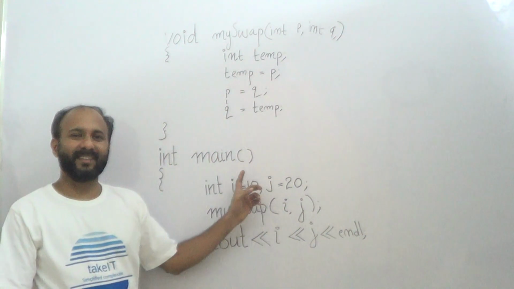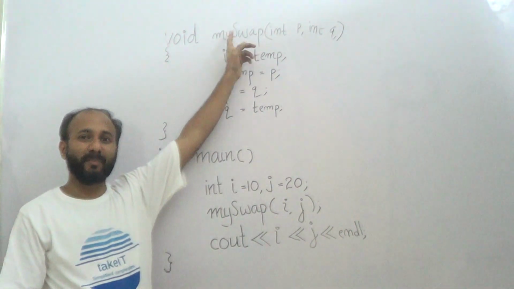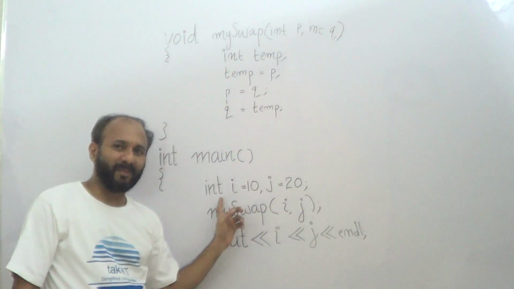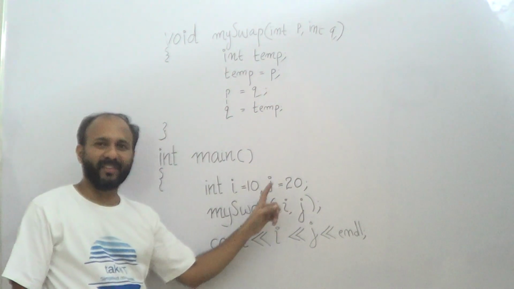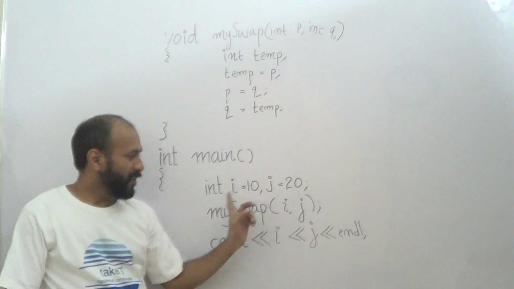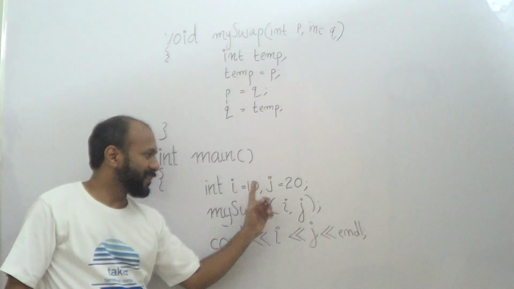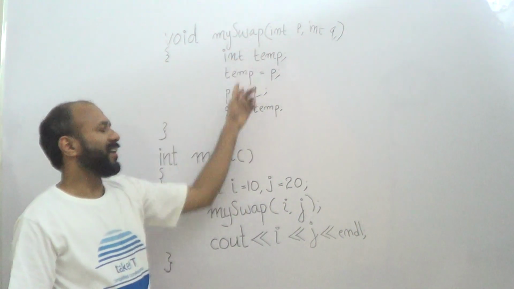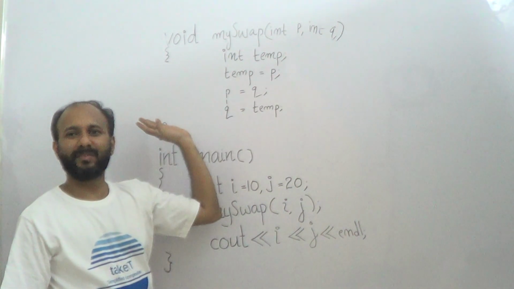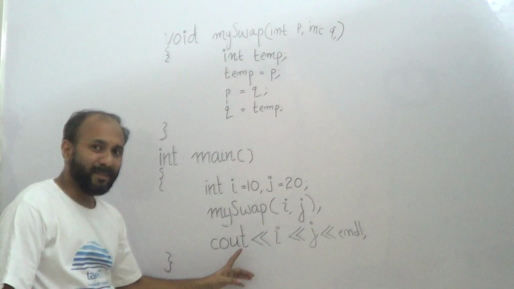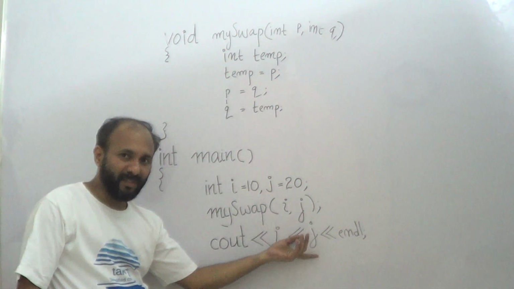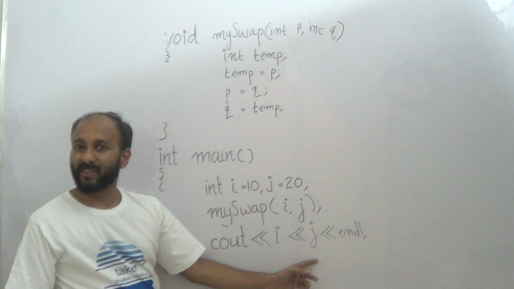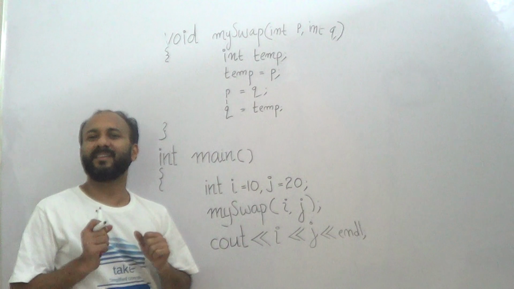I have a function here which is for swapping two numbers. Inside main I am calling that function. I have two variables, int i which is equal to 10 as well as j which is equal to 20. Now I am invoking this function and passing these two arguments into it. Inside this function I have the algorithm for swapping these two numbers. My expectation was that the numbers would get swapped and 20 and 10 would get printed over here. But unfortunately I am not getting the expected result.